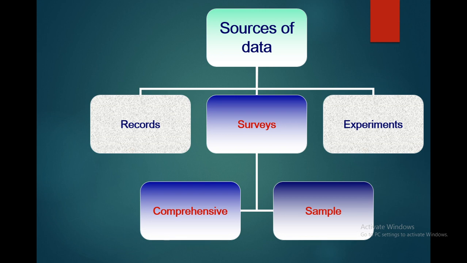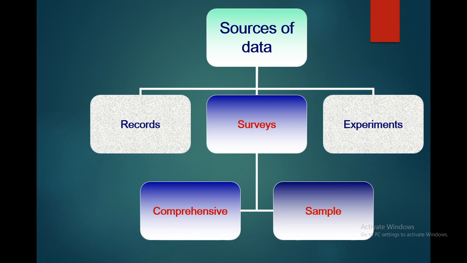Then the data is collected through different sources. One is records, official records, maybe from some register. In biological science, often the records about patients can be found from hospital administration or other related departments.